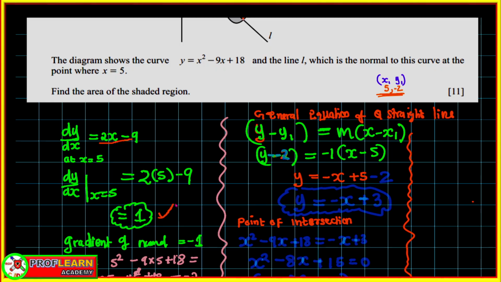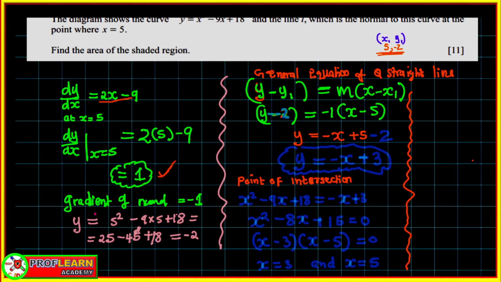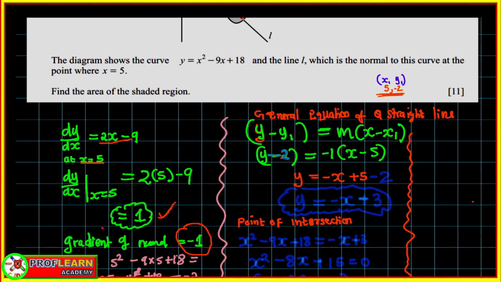So meaning that if the gradient of the curve is equal to 1, and this line is the normal at this particular point, then m1 times m2 is going to be equal to negative 1. So the gradient of the normal is going to be negative 1. And then we can use that in order to find the equation of that normal. In this case, we are going to find the value of y when x is 5, so that you can use that to find the equation of the straight line.